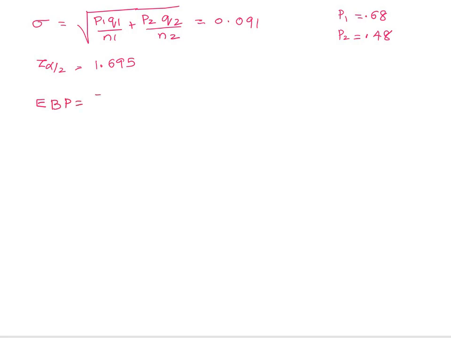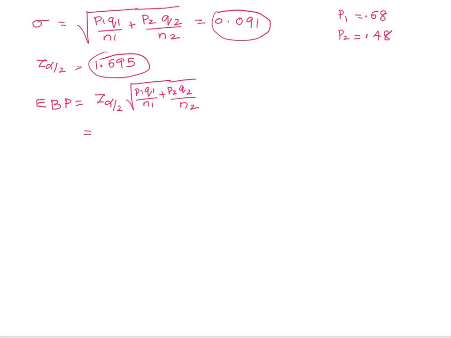Now we can find the EBP. EBP is equal to z alpha by 2 times sigma, that is the square root of P1 Q1 over N1 plus P2 Q2 over N2. We already know the values, so we just substitute them. So it is 0.091 times 1.695.